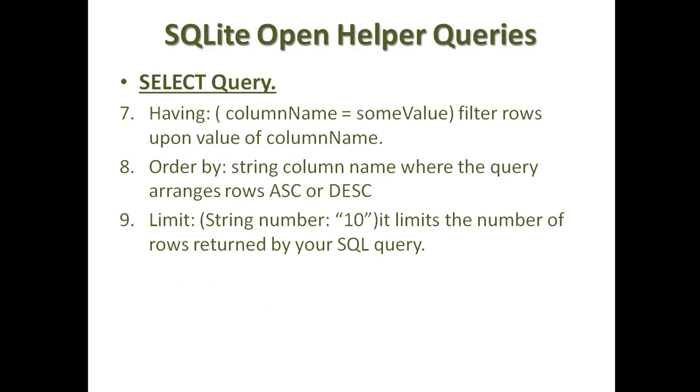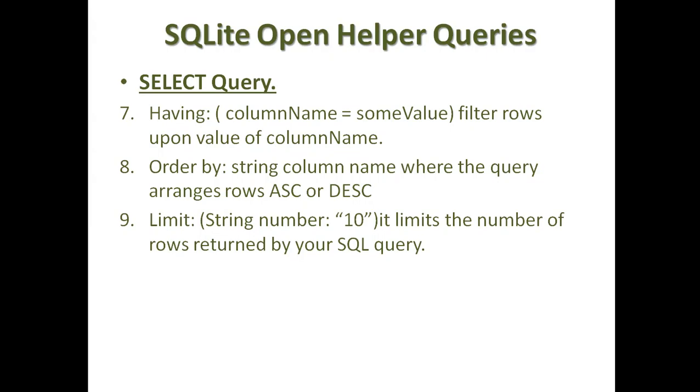Having. Having is a column name with a value, and it filters rows upon the value you added with the column name. Order by is a string column name where the query arranges rows ascending or descending upon your selection. Limit is a string number. It limits the number of rows returned by a SQL query.